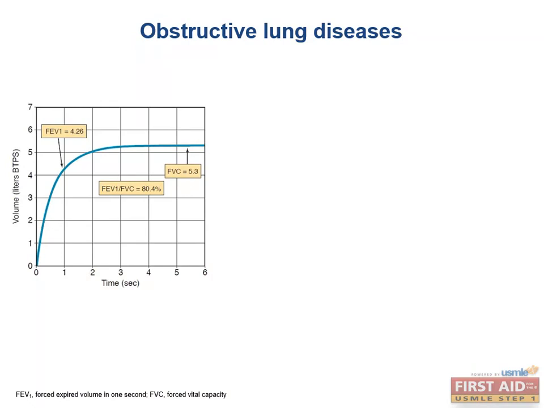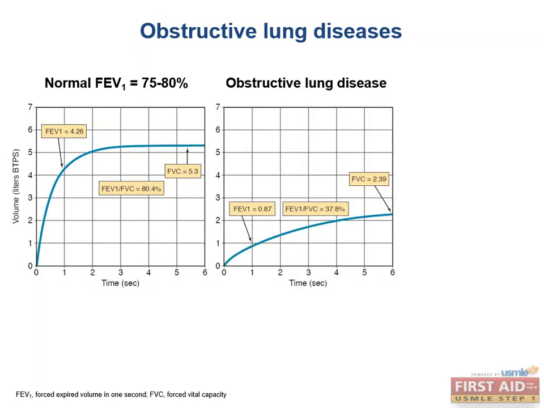FVC is measured by spirometry and is the volume of air that can be forcibly exhaled in one full expiration. The patient is asked to inhale as much as possible and then exhale as much as possible. FEV1 is measured in a similar way, but is only the volume of air that can be exhaled in the first second. In a normal person, how much air should they be able to force out of their lungs in 1 second? About 75 to 80% of the total lung volume.